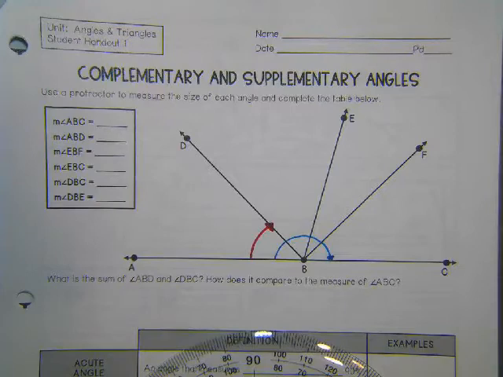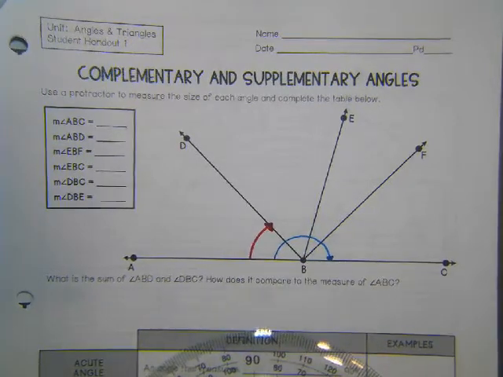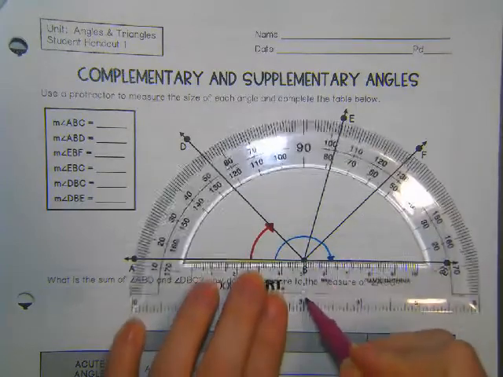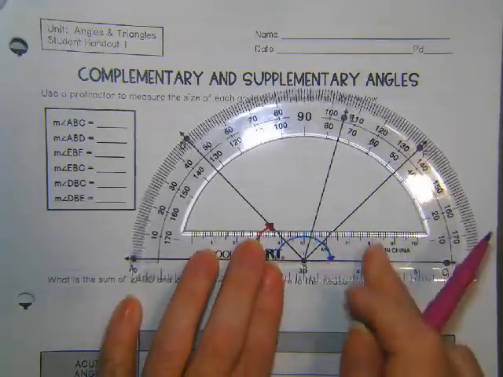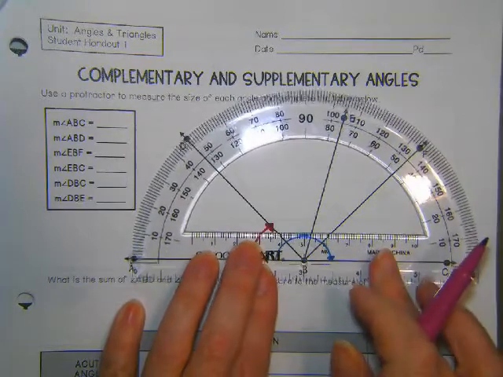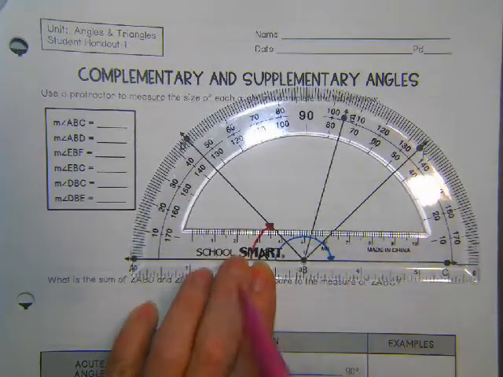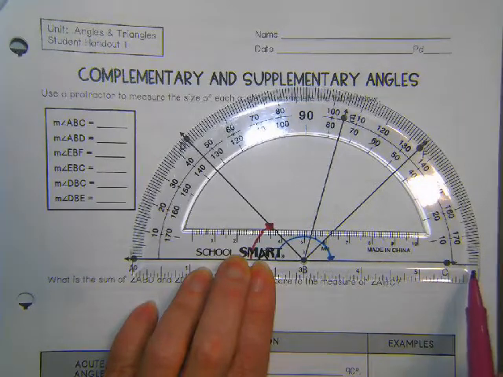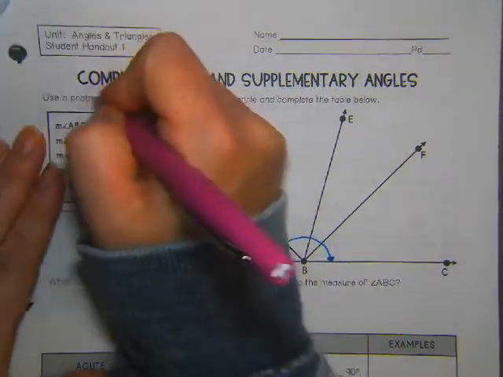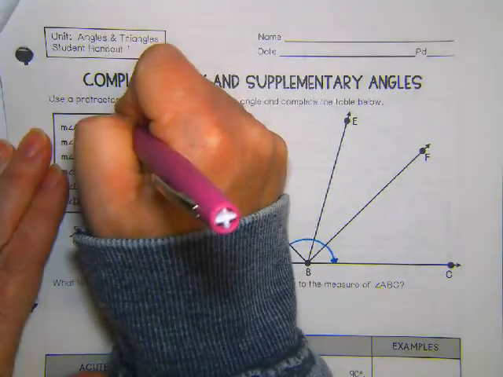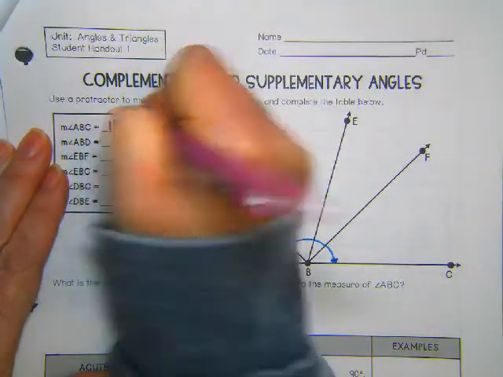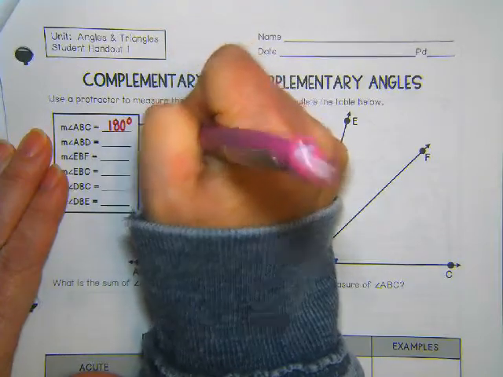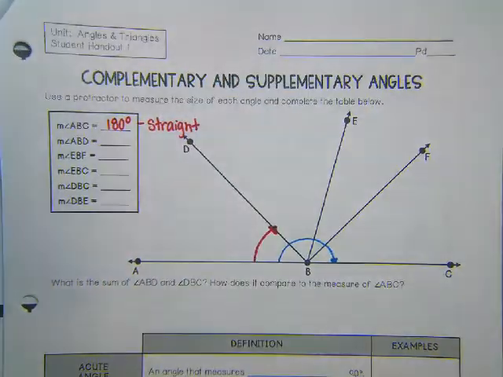So the first one is angle A, B, C. Well, if you know how to use a protractor, the vertex lines up with the center, and the lines, you see these lines underneath, they line up with the line underneath. Anytime you have exactly a straight angle like this, it is going to be 180 degrees. So that is what a straight angle is called, and it always measures 180 degrees.